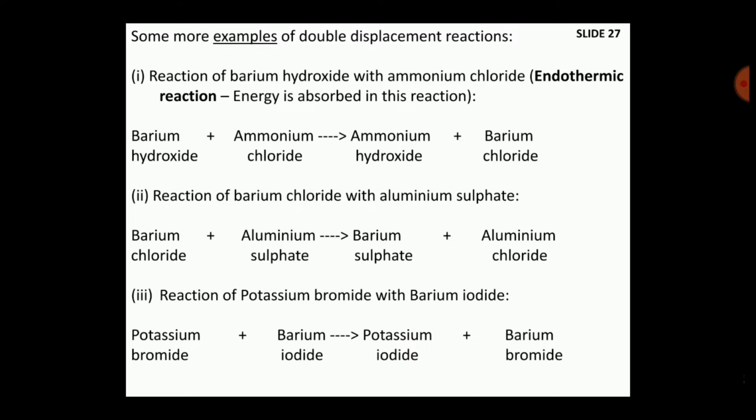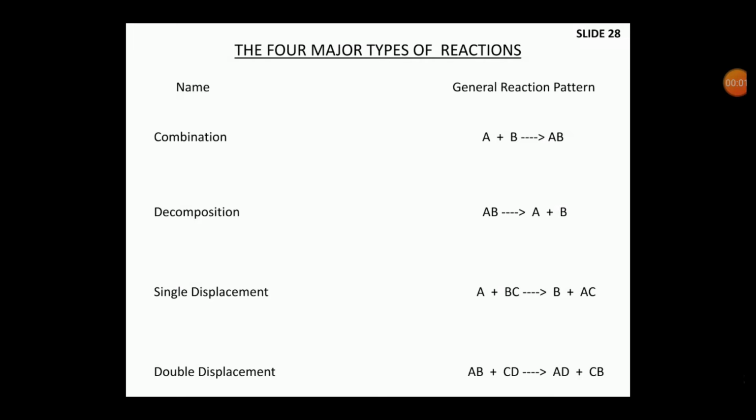Another example of an important endothermic reaction is photosynthesis. In photosynthesis, plants use energy in sunlight to make glucose and oxygen from carbon dioxide and water in presence of chlorophyll. Please go through the general reaction pattern of the four major types of reactions, namely combination reaction, decomposition reaction, single displacement reaction, double displacement reaction.